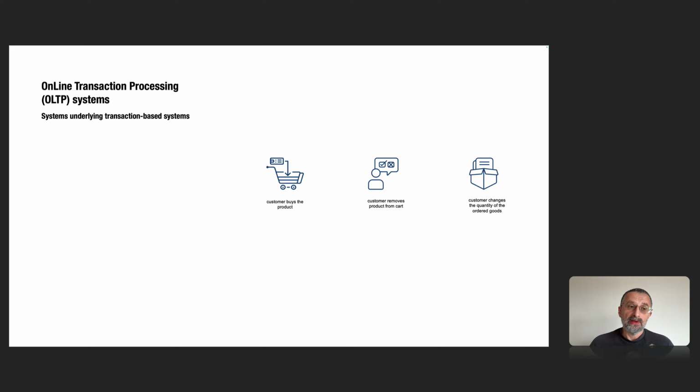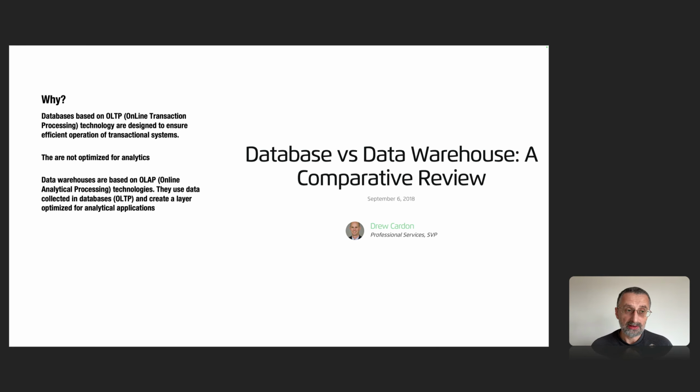As I previously mentioned, SQL databases use so-called online transaction processing technologies. These technologies are optimized for transactions. So for example, a customer buys a product, removes a product from the cart, or changes the quantity of other goods. These are the typical transactions. But at some moment, in some cases, we need to create analytical systems on top of those transaction systems.